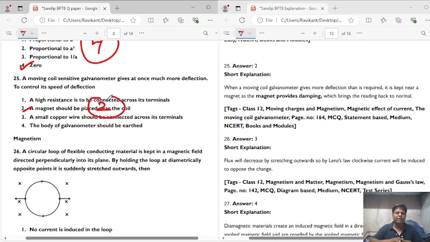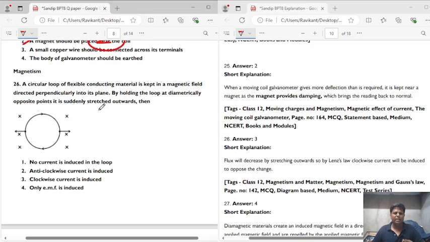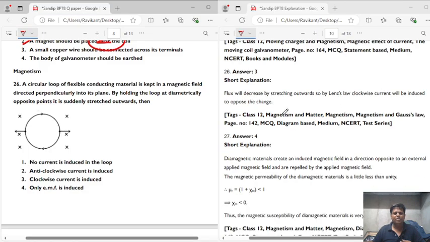So the correct answer for question number 25 is option 2. Now let's get into question number 26. From here we get into magnetism. Question number 26 says a circular loop of flexible conducting material is kept in a magnetic field directed perpendicular into the plane.